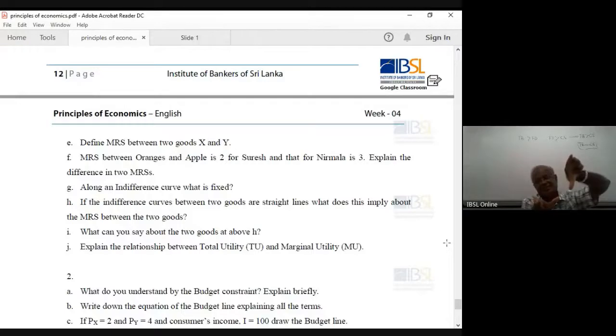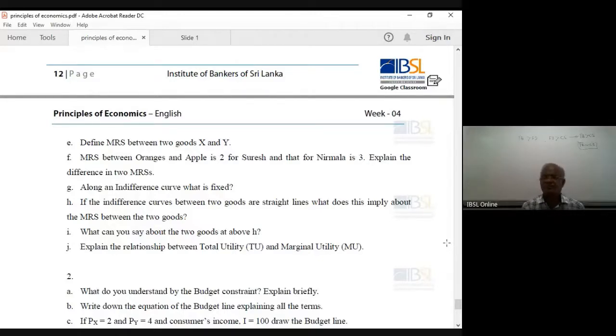Marginal utility of apple is very high for her. She likes apples very much. Therefore, she is willing to give up 3 oranges to get 1 apple. Suresh is willing to give up 2 oranges to get 1 apple. Nirmala is willing to give up 3 oranges to get 1 apple. Explain the difference.